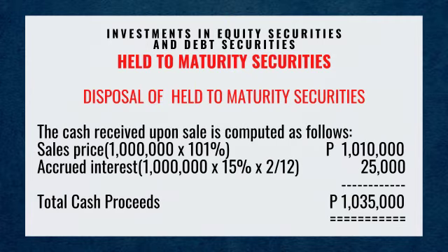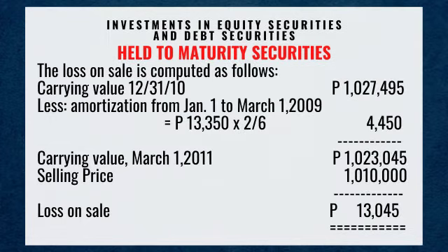The cash received upon sale is computed as follows. Sales price, 1 million pesos times 101%, is 1,010,000 pesos. Accrued interest, 1 million times 15% times 2 divided by 12, is 25,000 pesos. Total cash proceeds is 1,035,000 pesos.